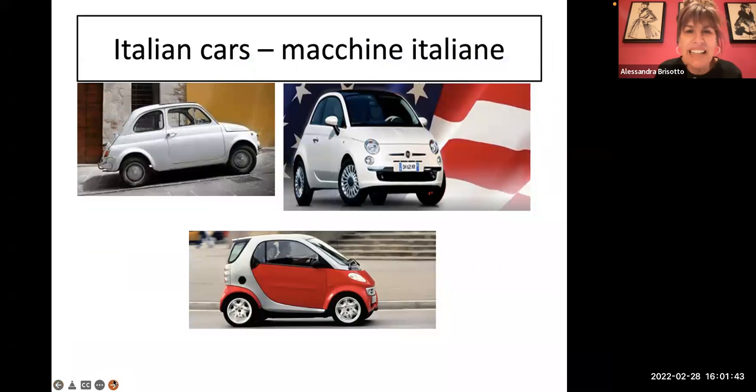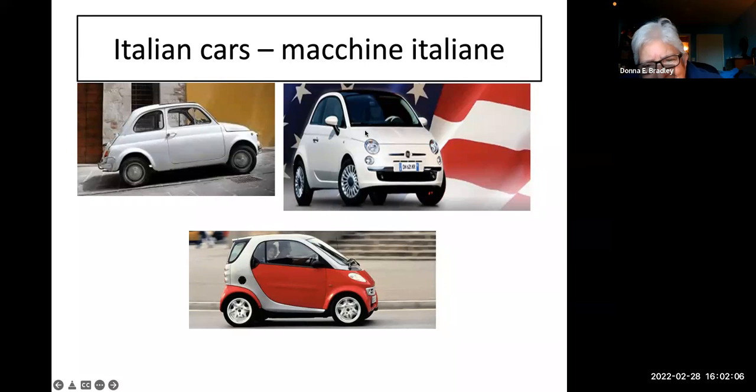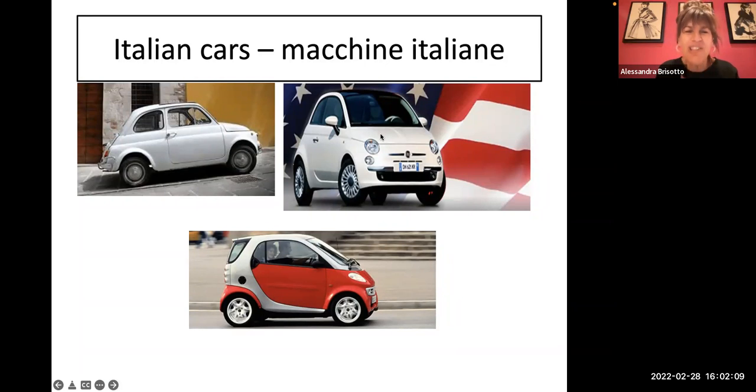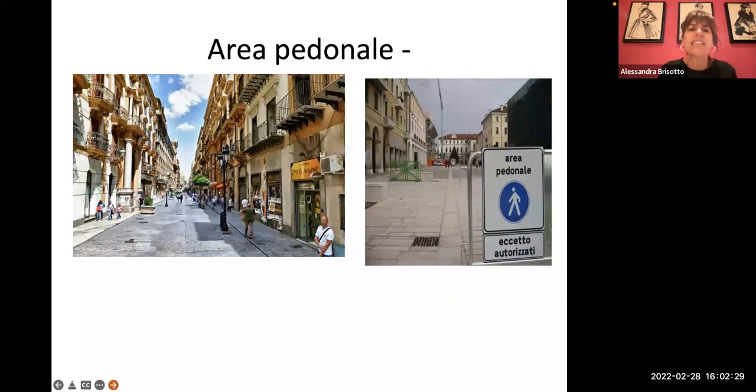Okay, here are some Italian cars. Macchine italiane. In Italy, normally a family or a couple have 2 cars. One city car, so you can go in the city center, in centro, in the narrow streets. So this is an old Fiat 500. My mom used to have one, blue. And this is the new Fiat 500. Sometimes you can see this kind of car from Mercedes, the Smart. They have 2 seats. They are very small cars because you can park them easily in narrow streets or whatever.